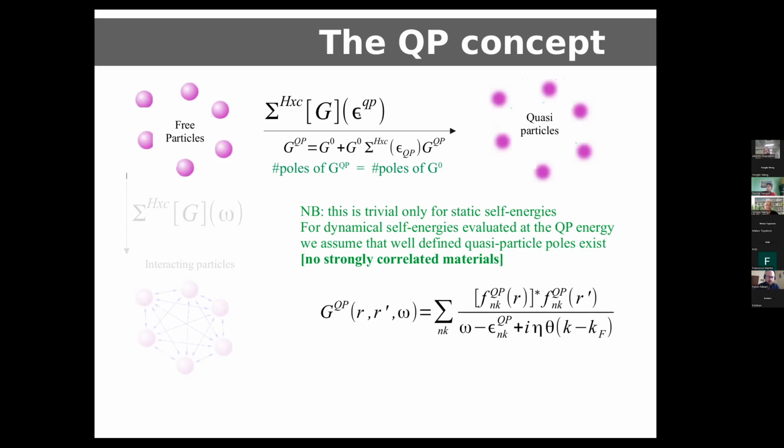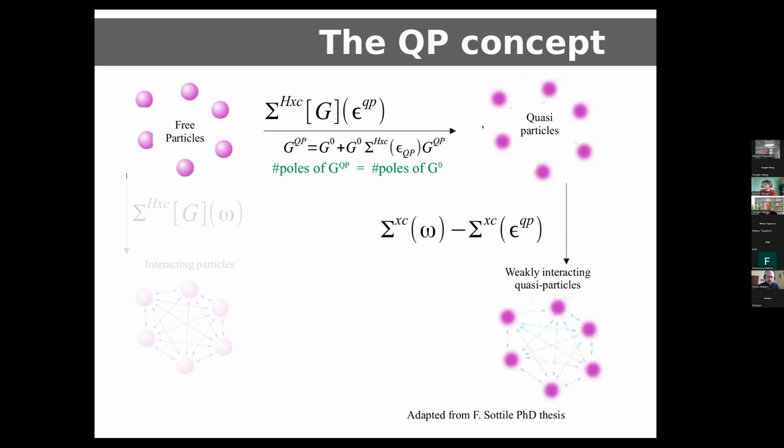Now, in this approximation, one of the assumptions is that you can well describe the full interacting Green function with a number of poles which is equal to the number of poles of the non-interacting system. In a few slides, we will see in practice how this works. But it is important that now you are replacing your free particles with particles called quasi-particles, which are still not interacting at this level, but contain the effect of the interaction with all the other particles through this effective self-energy.